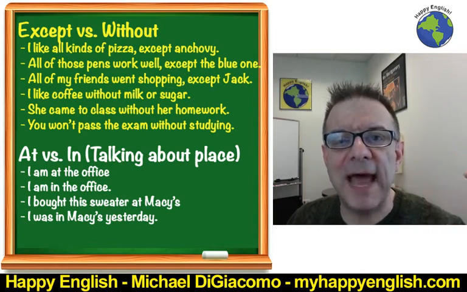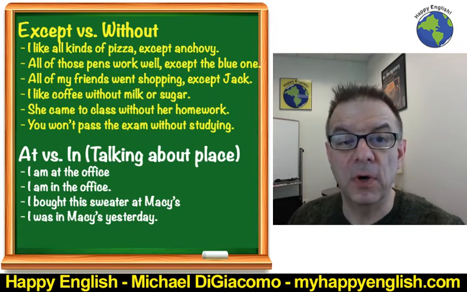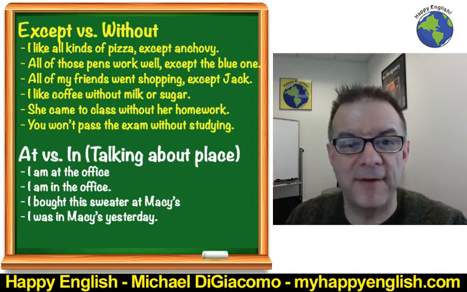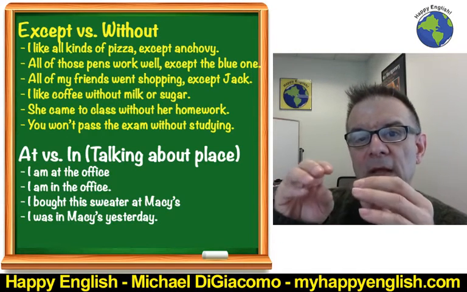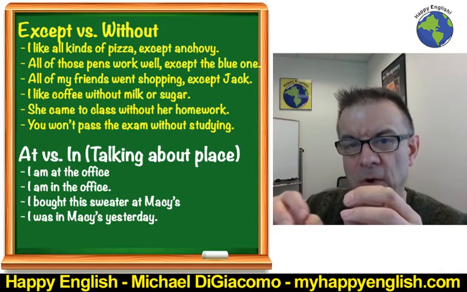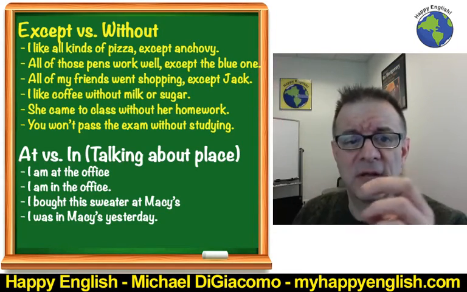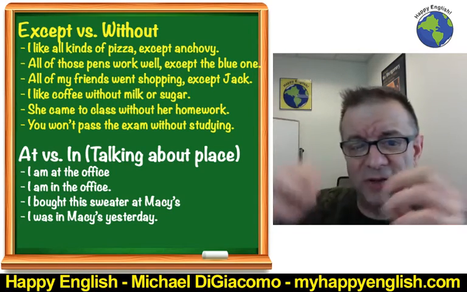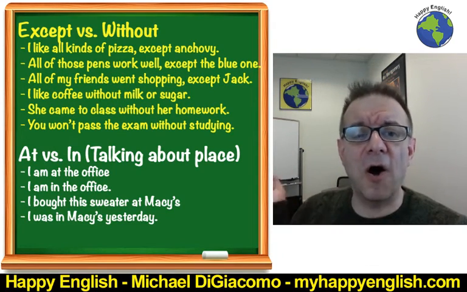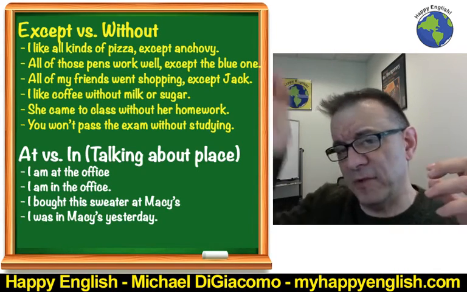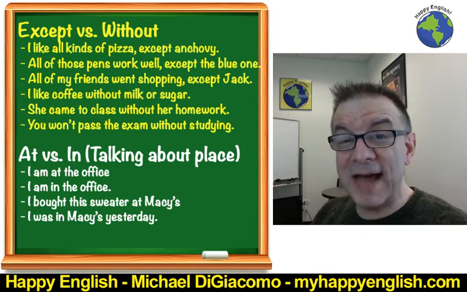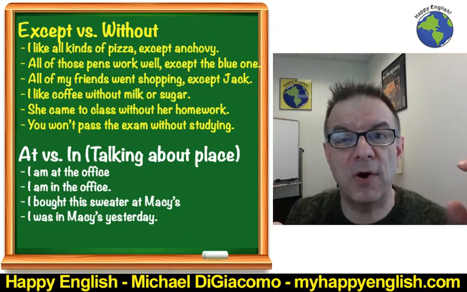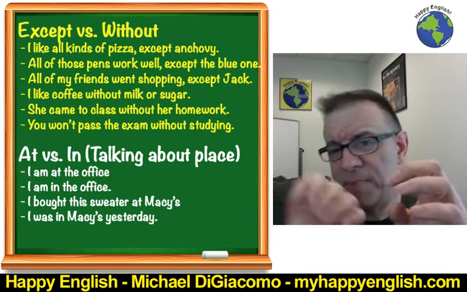We use except with a group. All kinds of pizza except. All of those pens except. All of my friends except. So, except means not including, or kick out, or get rid of. I like all kinds of pizza, but not anchovy. Get rid of anchovy. Except means but not. All of those pens work well, but not the blue one. Get rid of the blue one. All of my friends went shopping, but not Jack. Except Jack. Kick out Jack. So we usually use except when we talk about one thing that is put out, or but not, in a group.